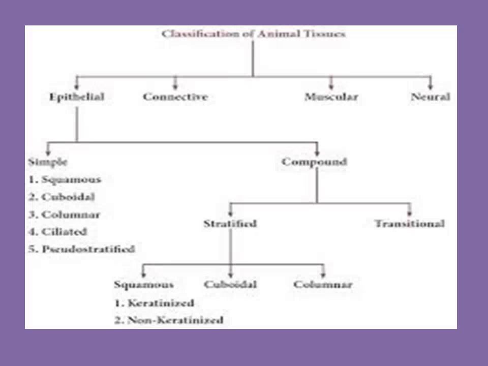Now you are seeing the general classification of animal tissue: epithelial, connective, muscular, neural. Epithelial alone is divided into simple and compound. Under simple: squamous, cuboidal, columnar, ciliated, pseudostratified tissues are present. Compound can be divided into stratified and transitional. Stratified is divided into three types: squamous, cuboidal, columnar, keratinized and non-keratinized. So this is the common classification of animal tissue.